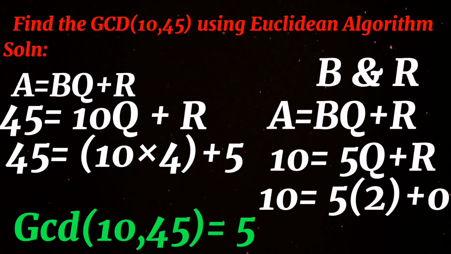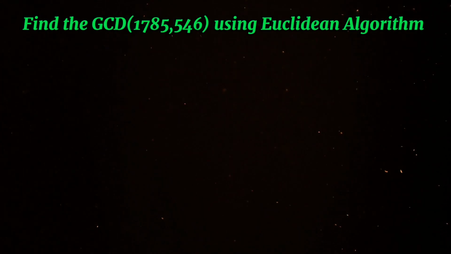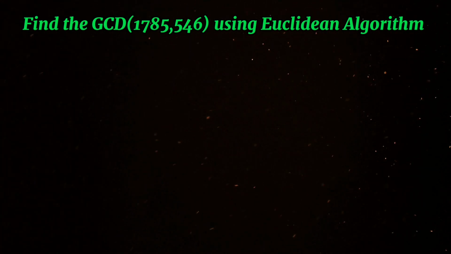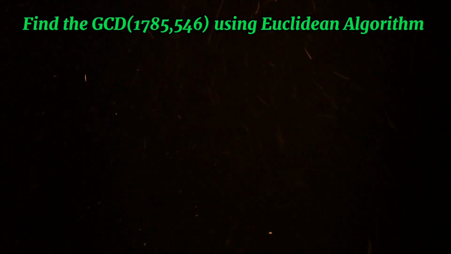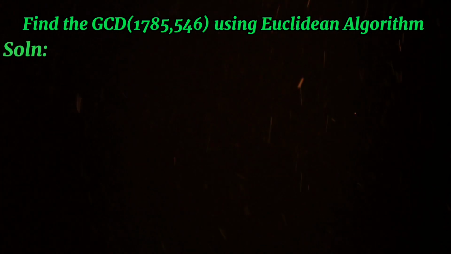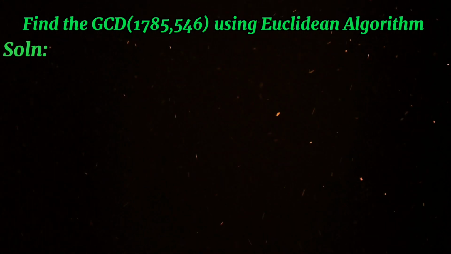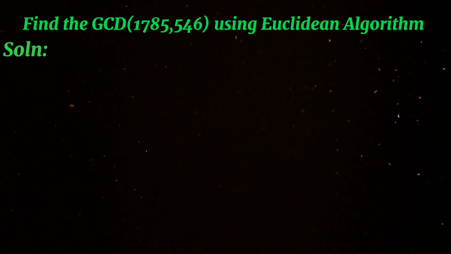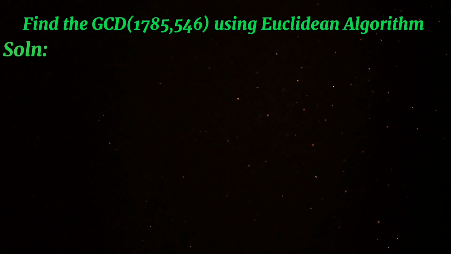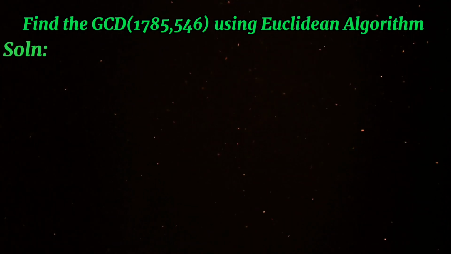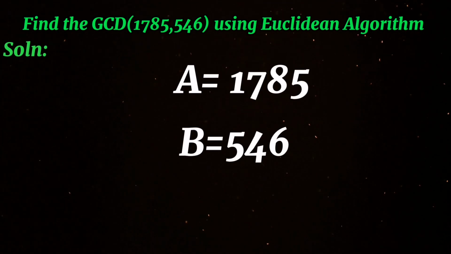Let's take another example. Find the GCD of 1785 and 546. Now looking at this question, you may be scared as to how we are going to do this with these two hefty numbers. Take a chill. Firstly, let's identify our a and our b. Obviously a is the greatest of the two integers, while the b is the smallest one. So here our a is 1785 while our b is equal to 546.